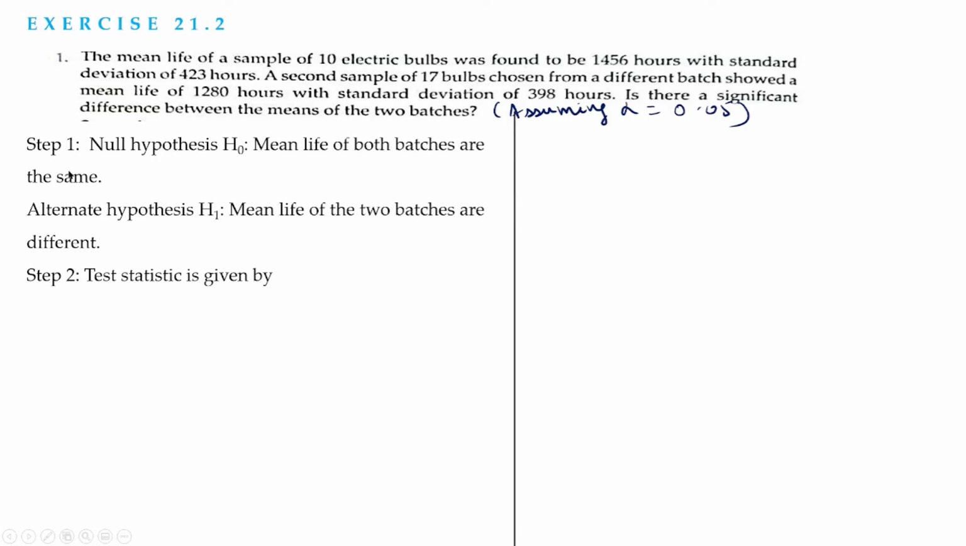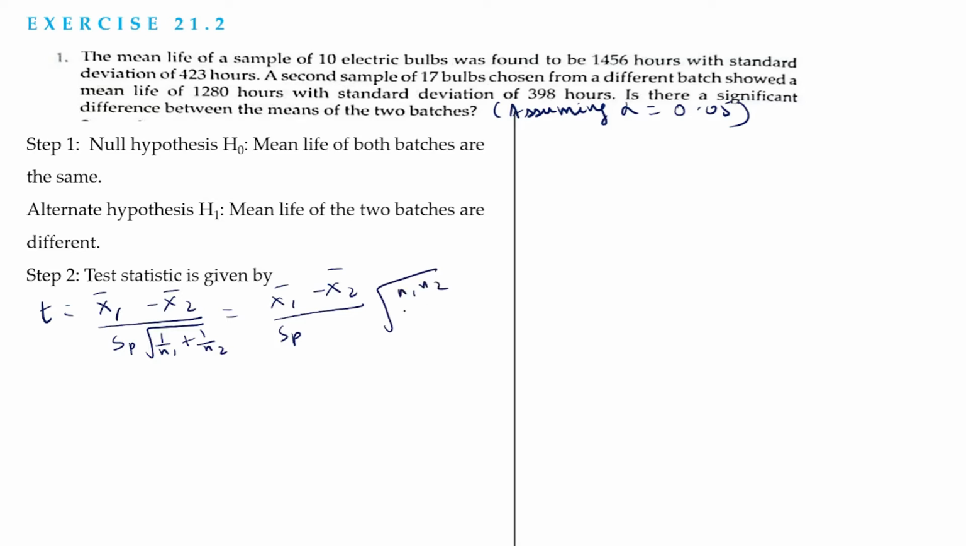So the first step is to write the null hypothesis and the alternate hypothesis. The null hypothesis H0: the mean life of both the batches is the same. The alternate hypothesis: the mean life of the two batches is different. Now the test statistic is given by t is equal to x1 bar minus x2 bar upon Sp into root of 1 by n1 plus 1 by n2, or it is equal to x1 bar minus x2 bar upon Sp into root of n1 n2 upon n1 plus n2.